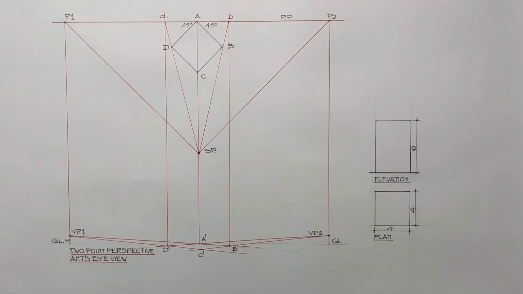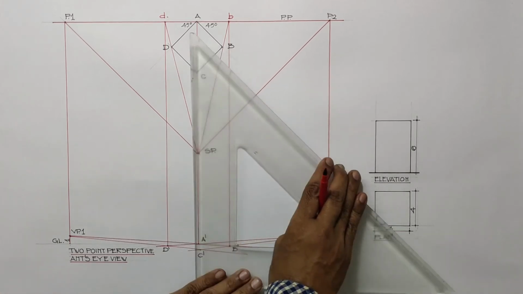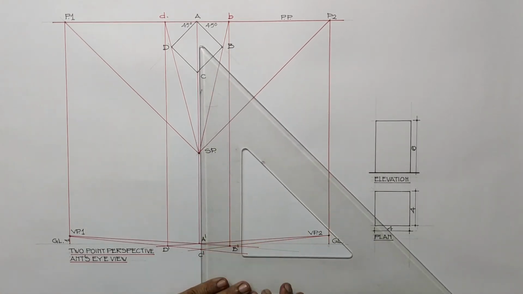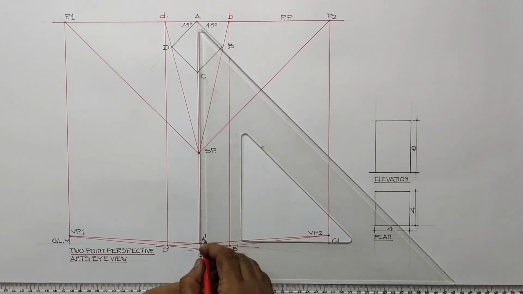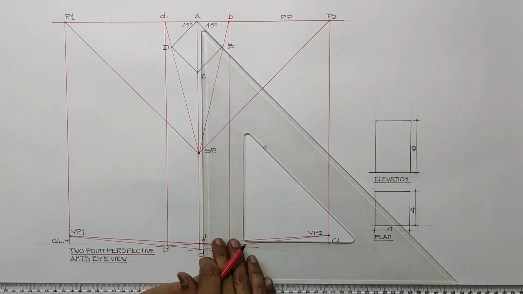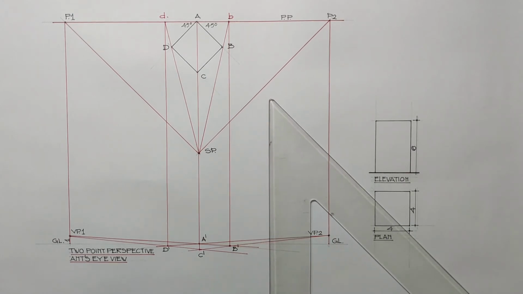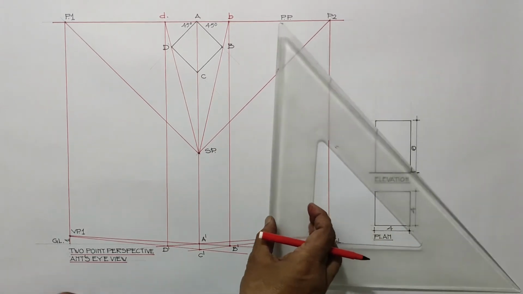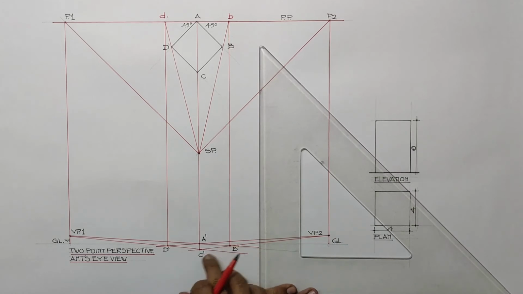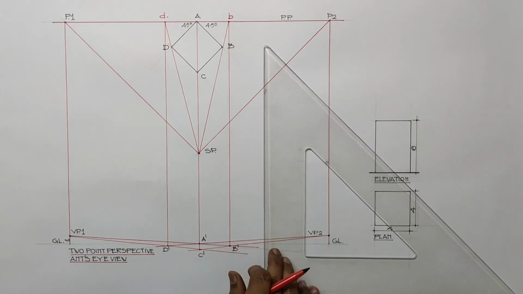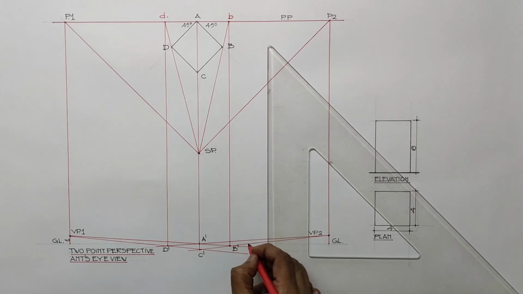The next thing is we need to give the heights. Before that, I will draw a line from C to mark the height. A and C will fall in the same line because the plan is square and it is placed at 45 degrees. To get the height, we need to project C and B dash onto GL wherever it is touching the GL. So these two are touching the GL at this point.